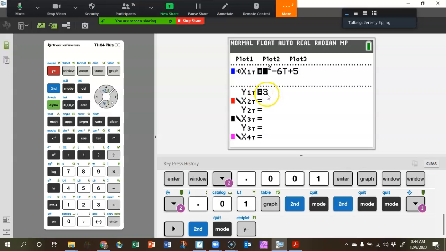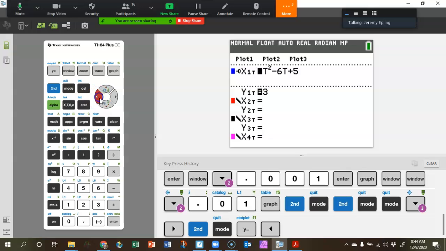And then in y equals, I want you to put 3. Now, there's nothing special about 3. This is just so that we aren't sitting on our x-axis. It makes it a little easier to see. So I moved it up to y is equal to 3, so it's easy to see there on our graph.